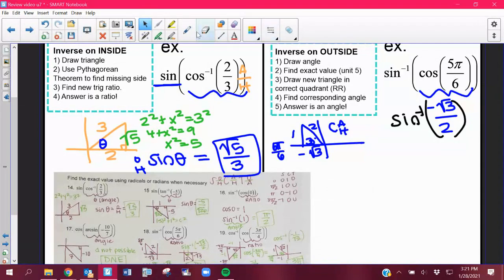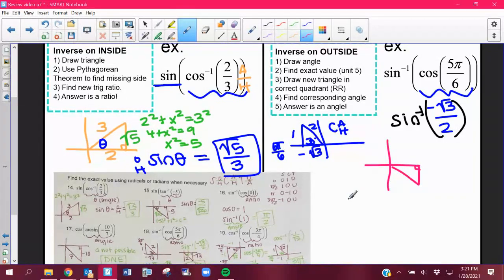So I'm going to need to draw a triangle in the correct quadrant using my restricted range. In this case, where's sine negative? It's going to be in quadrant 4 because of the principal values. And now I'm going to label what I know. Again, this is my opposite over my hypotenuse. So my opposite leg would be negative root 3. My hypotenuse is 2. This is a 30, 60, 90 right triangle.